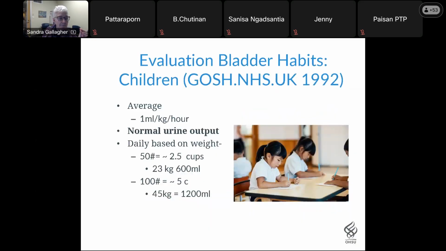With children, again, their daily volume of urination, if they weigh about 50 pounds, is going to be about 2.5 cups. And I put the metric conversion there. So about 23 kilograms would be equal to them urinating 600 milliliters. And then it really is just double. So it's weight based when you're talking in that age group.